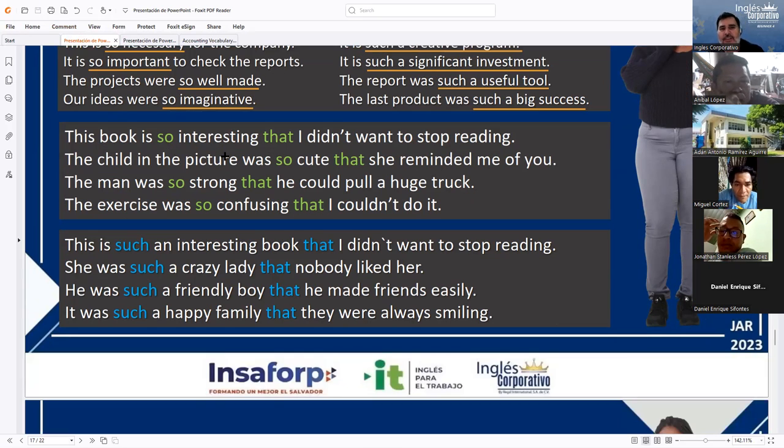This book is so interesting that I didn't want to stop reading. Tan interesante que, right? The child in the picture was so cute that she reminded me of you. The man was so strong that he could pull a huge truck. The exercise was so confusing that I couldn't do it. So, only the adjective. So interesting that, so cute that, so strong that, so confusing that.